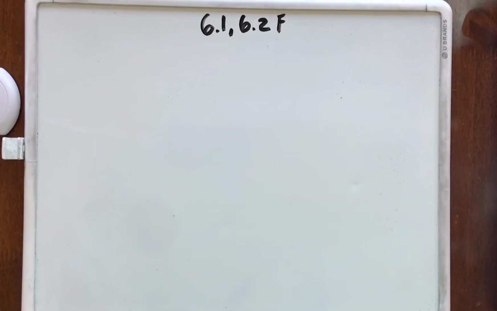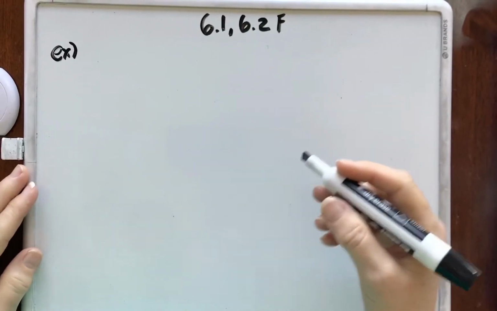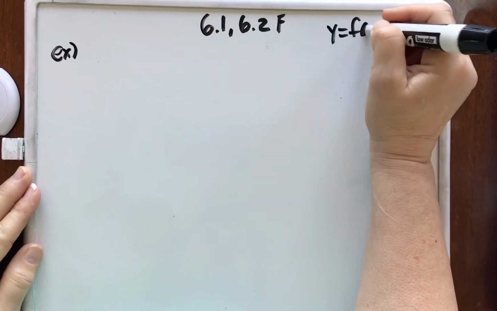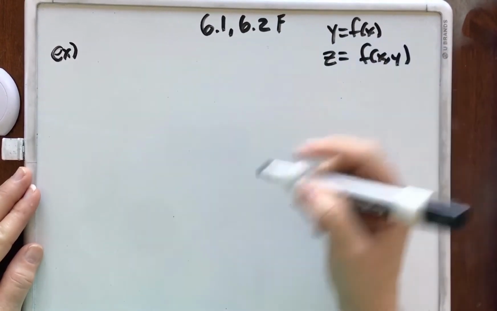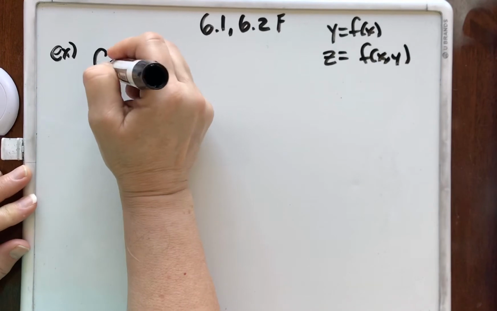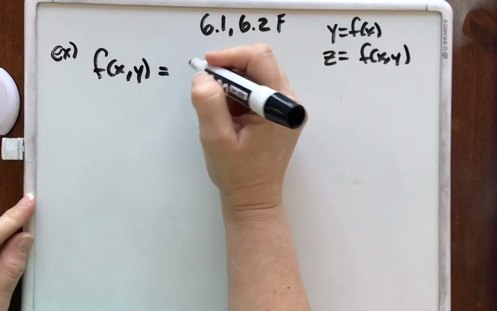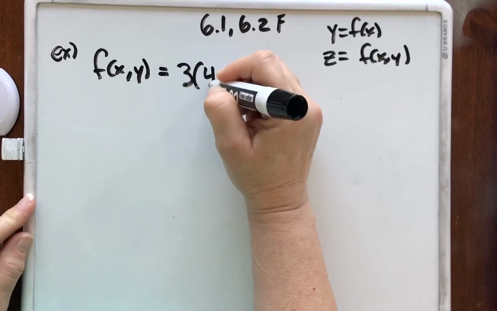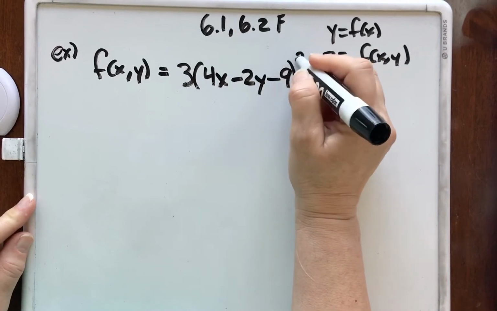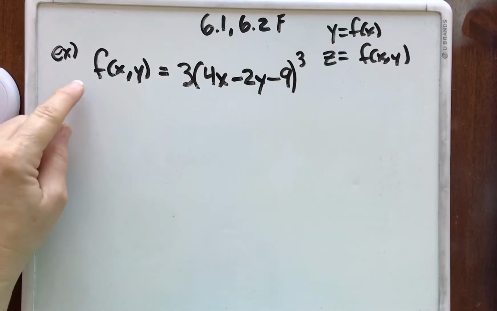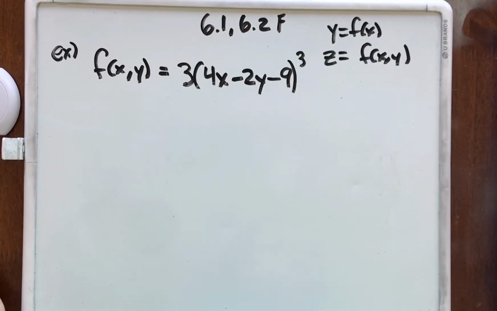6.1, 6.2f. Here's another example. Now remember we had talked about y equals f of x and z equals f of x, y. So when they give you a problem like this, it just means z equals, you can think of it that way, 3 times the quantity 4x minus 2y minus 9 cubed. F of x, y equals 3 times the quantity 4x minus 2y minus 9 cubed. Okay?